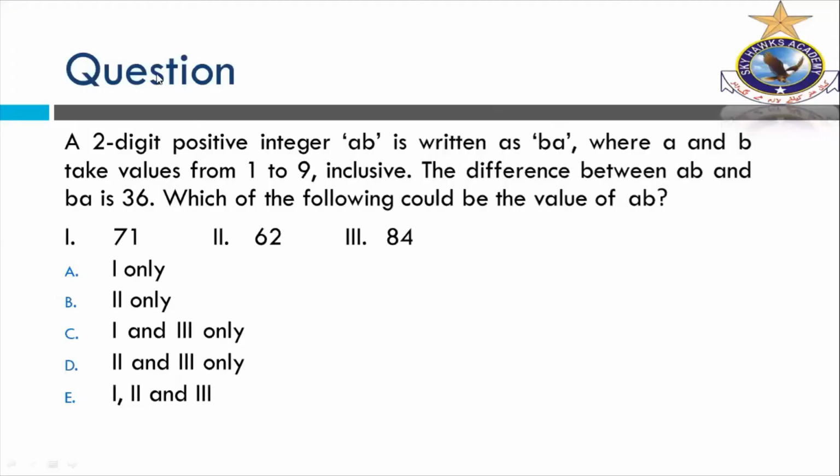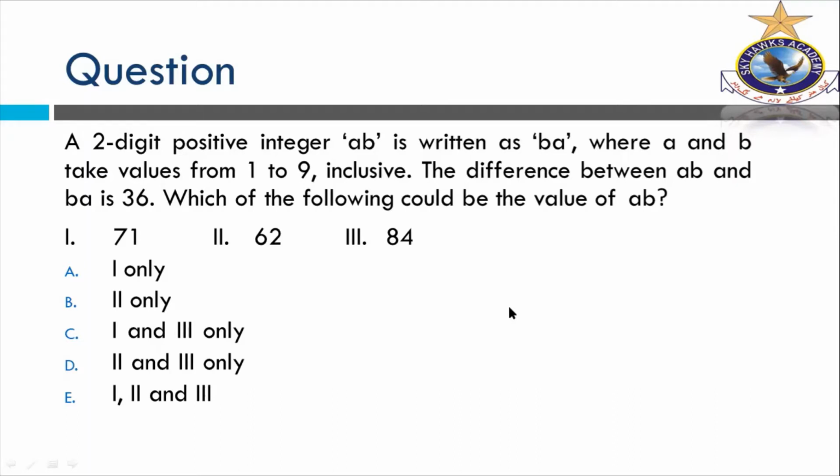Please read this one. A two-digit positive integer AB is written as BA, where A and B take values from 1 to 9 inclusive. The difference between AB and BA is 36. Which of the following could be the value of AB?